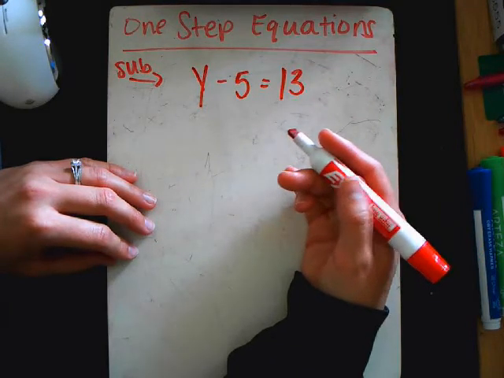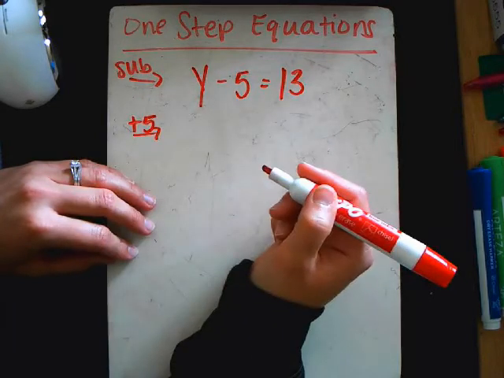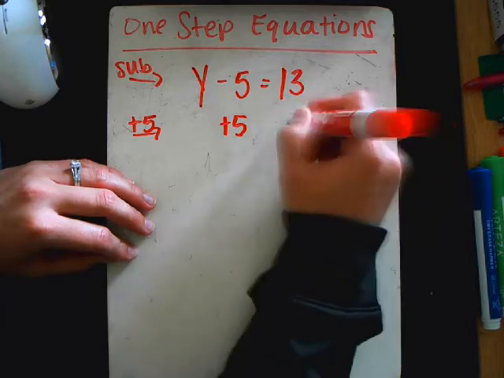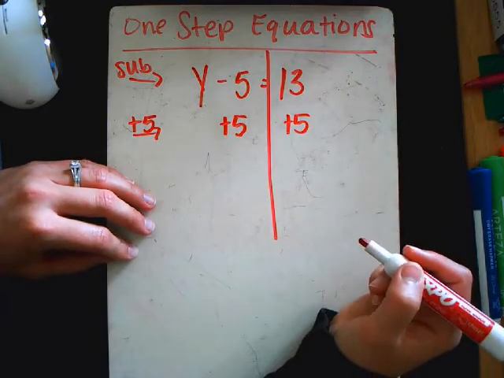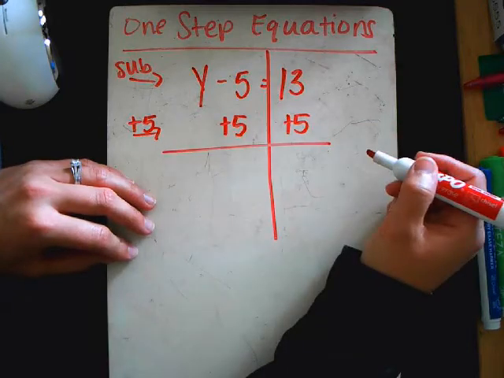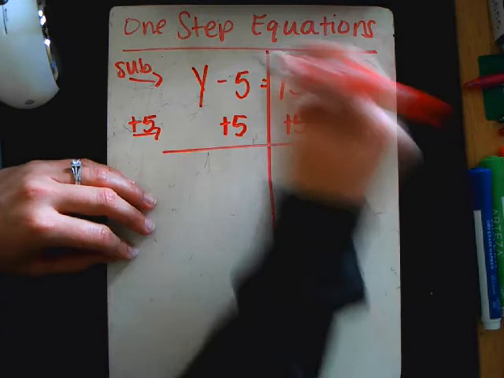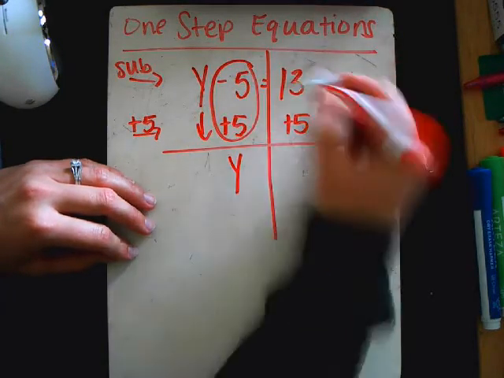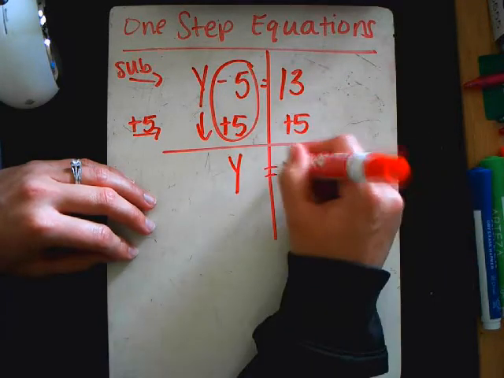We're going to have to add 5. So we're going to add 5 to negative 5 to make that 0 and add 5 to the other side, because whatever we do to one side we have to do to the other to keep it equivalent. So now I calculate what I have written, and negative 5 plus 5 is 0. I bring my y down, my equal sign travels down, and 13 plus 5 is 18.